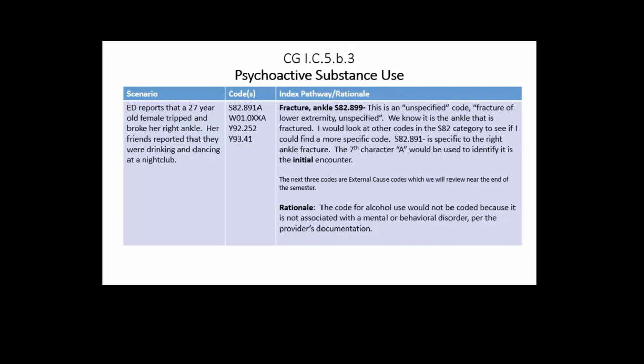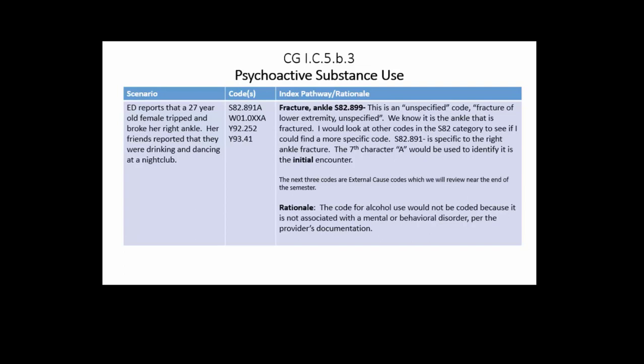What I do want to use this case for is to show you an example when the index puts us in the neighborhood but not in the right house. In other words, it gets us to the right place in the tabular but not the exact code. When you look up fracture, ankle in the index, it takes you to S82.89, S82.899-. That last digit 9 is an unspecified code. Fracture of lower extremity, unspecified.